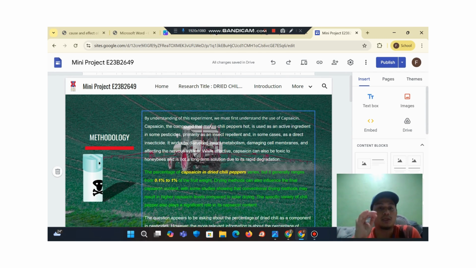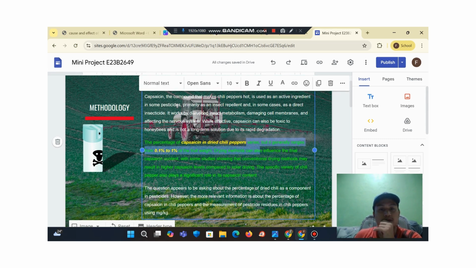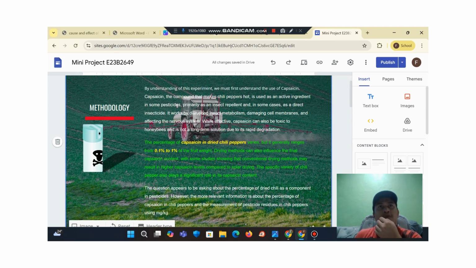We must first understand capsaicin, the compound that makes chili peppers hot, and is the main active ingredient in some pesticides, primarily as an insect repellent, and in some cases as a direct pesticide. To manage and know how much of the compound is in dried chili peppers, we can see various ranges from 0.1 to 1% of the food weight. That's around 15 to 20, or sometimes 25, worth of dried chili peppers.